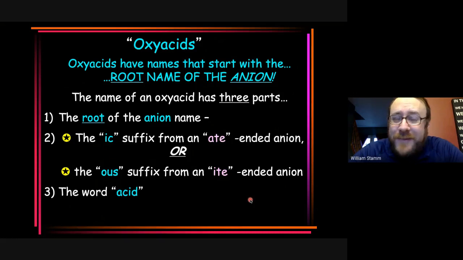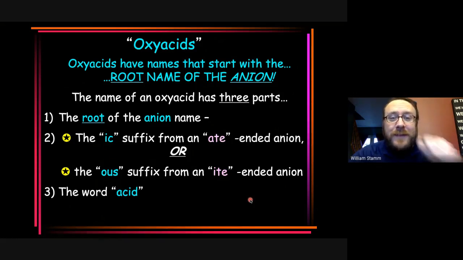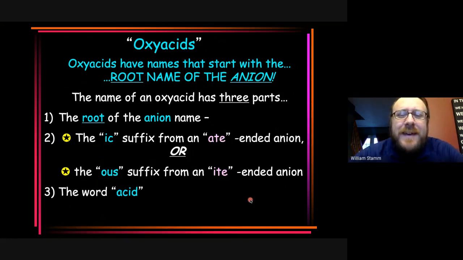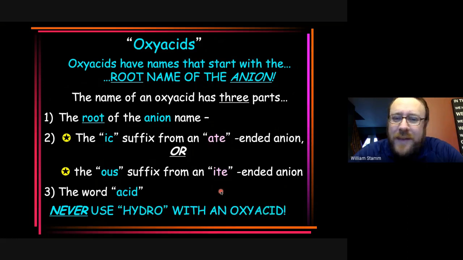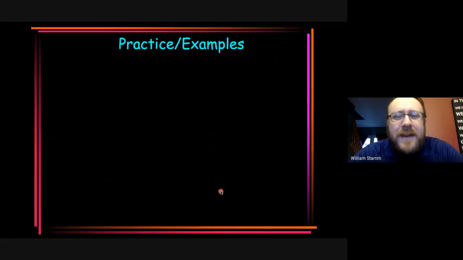Notice you don't put hydro at the beginning. You go right into it: root name of the anion, put your ending, ic or ous, and acid. The ic or ous all depends on whether it's an ate or an ite. That's how you tell your reader or your colleagues in the lab which one you're using. Never use hydro with oxyacids. So you know it's an oxyacid immediately if there's no hydro in the front of it. Some examples are going to help, and then we'll be pretty much done for the day's lecture.